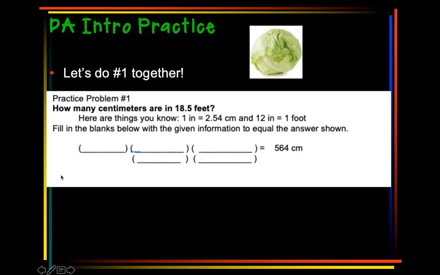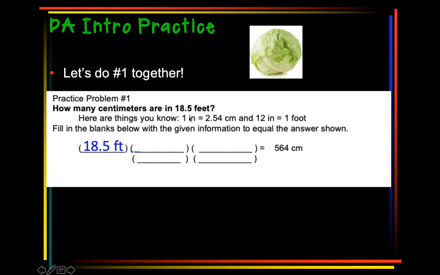Let's do one more together. Practice problem number 1. Again, this fills in right on your intro assignment, DA intro. Let's do number 1 together. How many centimeters are in 18.5 feet? Well, right away, there's my given. The given always goes in the first blank. So write this down. I know this is in blue, but go ahead and write this down with me.